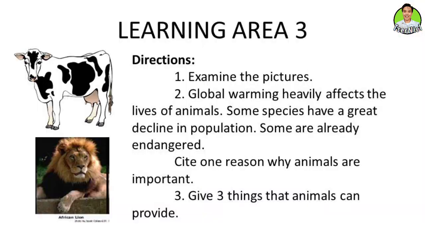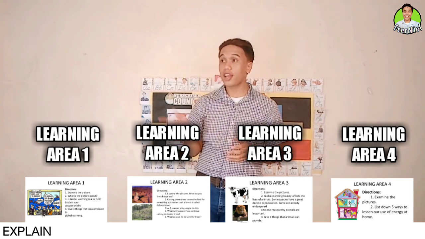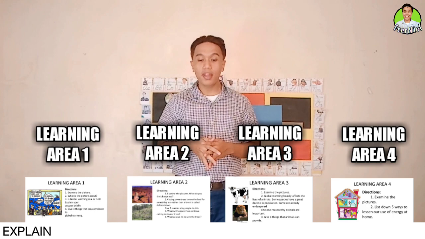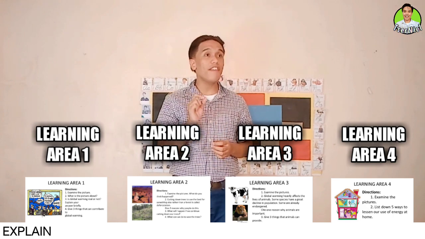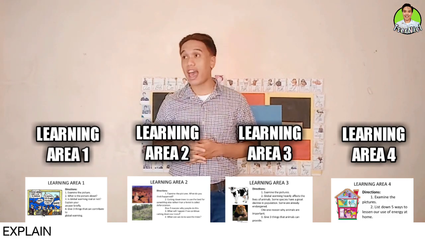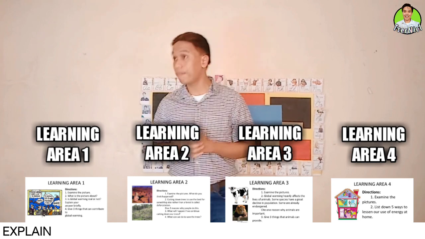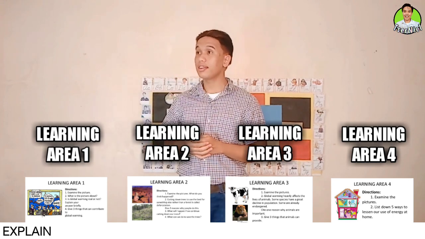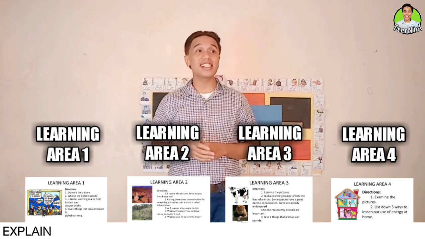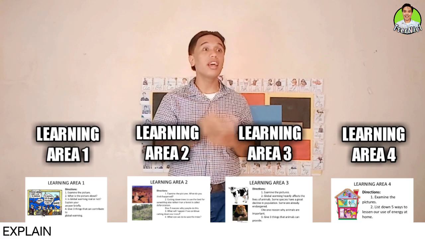Now, what have you observed in the 2 pictures? These are animals. That is correct. There is a cow and there is also a lion. Now, global warming heavily affects our animals. There is a great decline in some species of animals. Can you give me one reason why animals are important? Yes, animals play a significant role in our ecosystem.